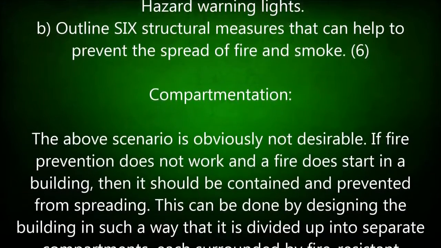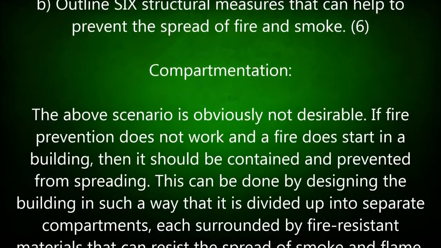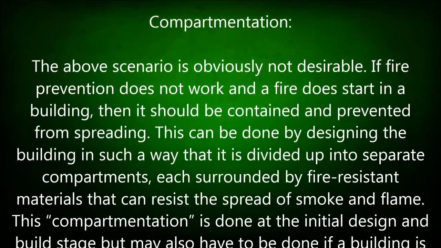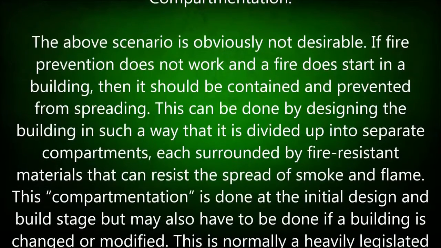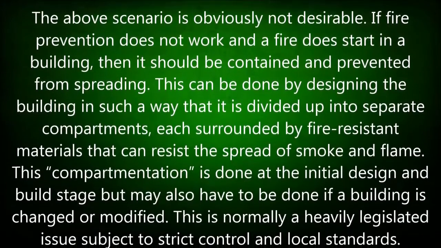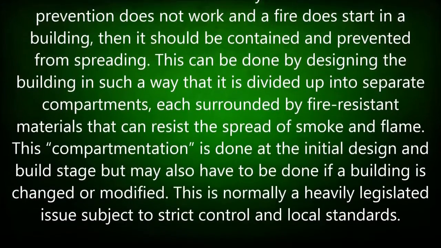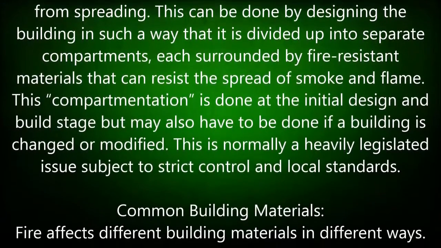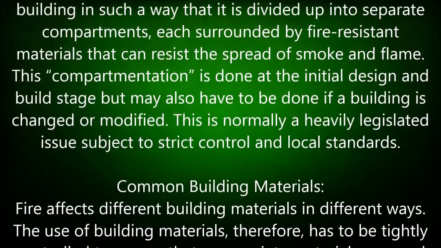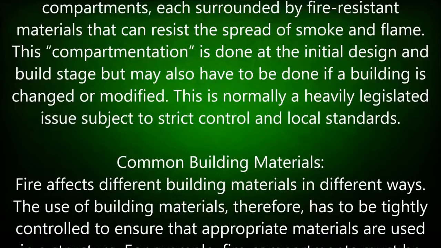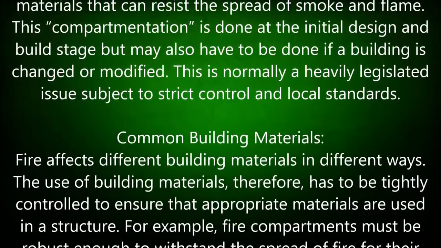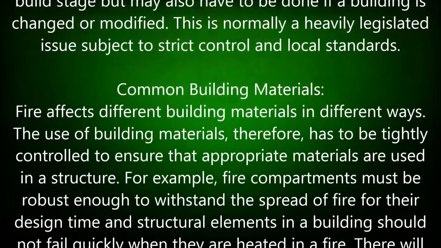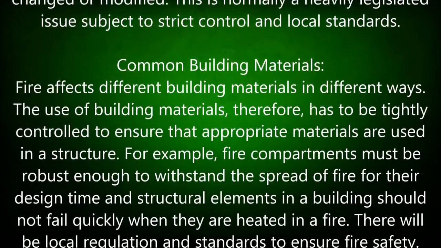This compartmentation is done at the initial design and build stage but may also have to be done if a building is changed or modified. This is normally a heavily legislated issue, subject to strict control and local standards. Common building materials. Fire affects different building materials in different ways. The use of building materials, therefore, has to be tightly controlled to ensure that appropriate materials are used in a structure. For example, fire compartments must be robust enough to withstand the spread of fire for their design time, and structural elements in a building should not fail quickly when they are heated in a fire.